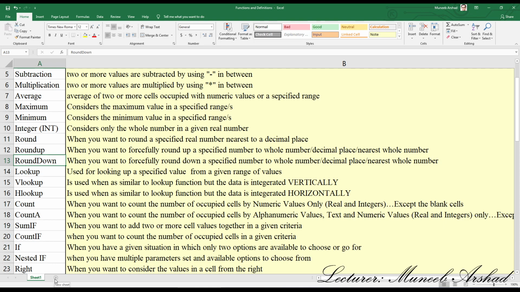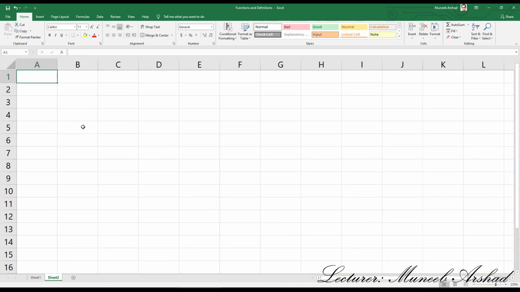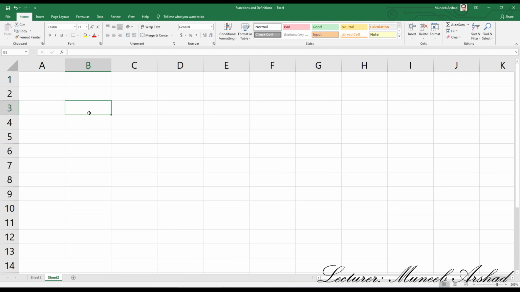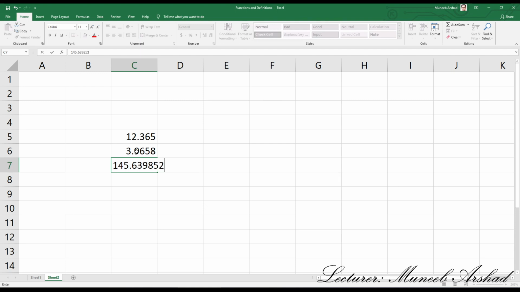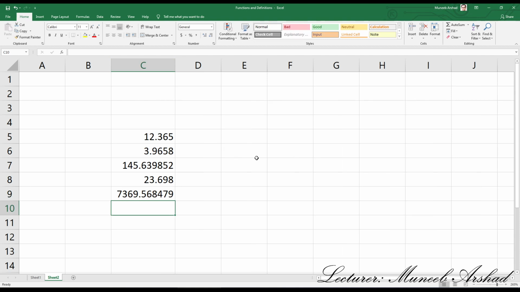So let's create another sheet and take a sample data. We take a lot of numbers so that we can understand the concept behind all these functions. So I'm going to take some numbers, random numbers. Okay. All right. So let's talk about the function integer.